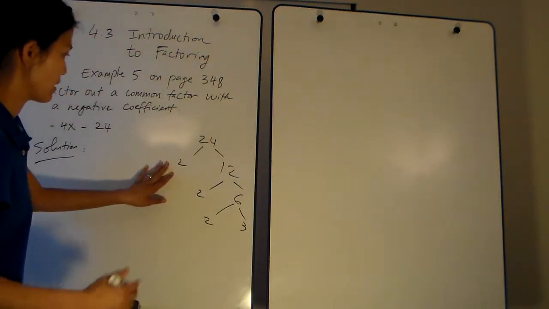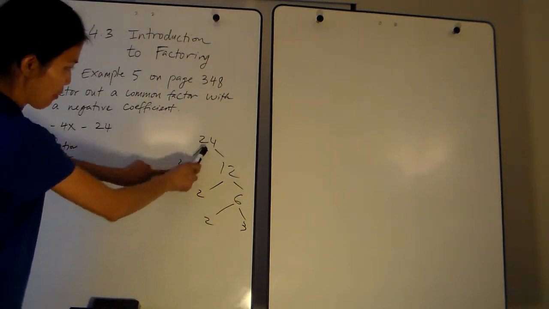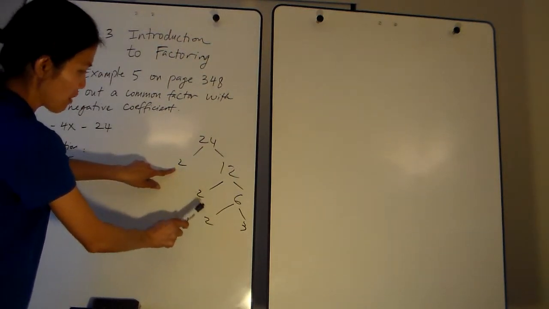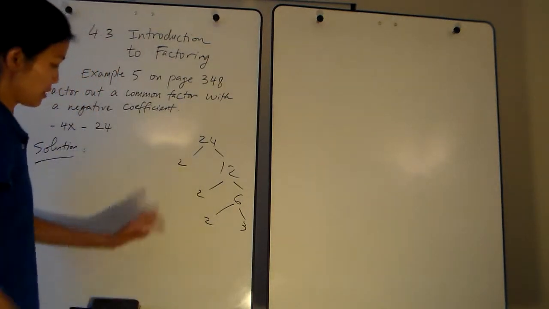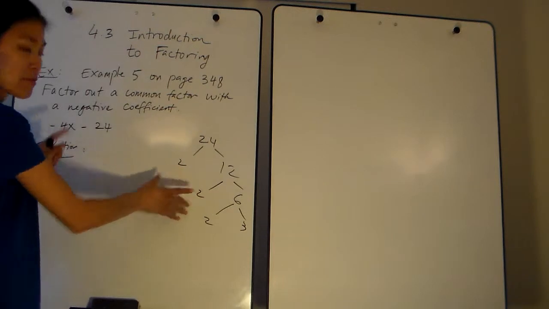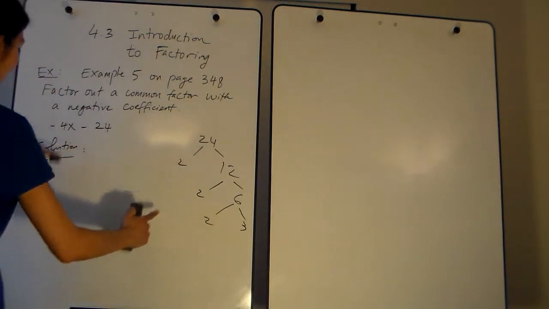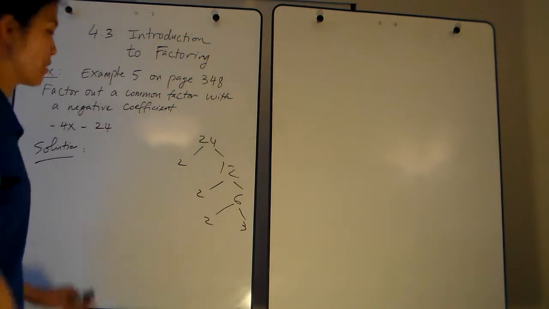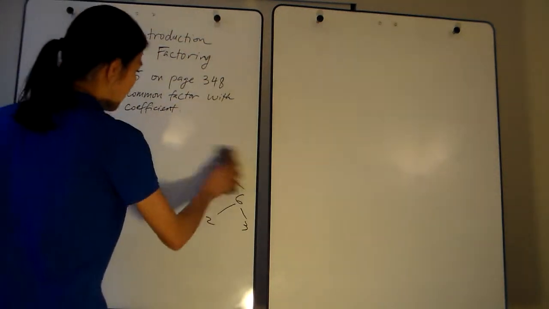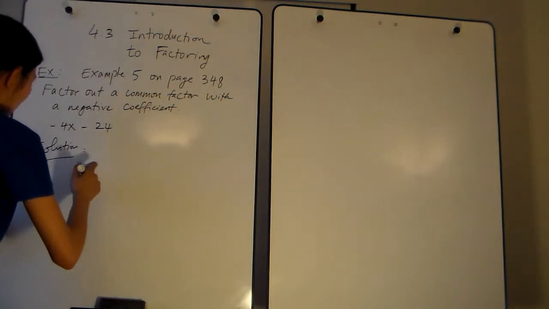Okay. But if you don't see it, that's fine. You can factor and find all the prime factors of 24, which is 2 times 2 times 2 times 3. Do you see that 2 times 2 is 4? So the 4 is the largest. This 4 is actually the largest common factor of these terms, okay? So let me factor out the 4.